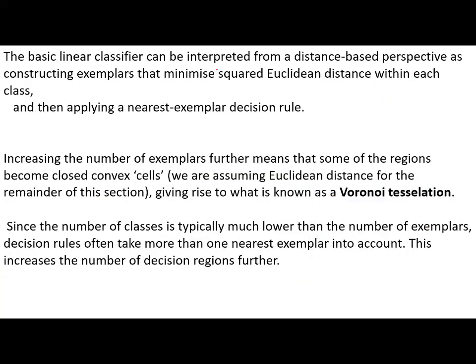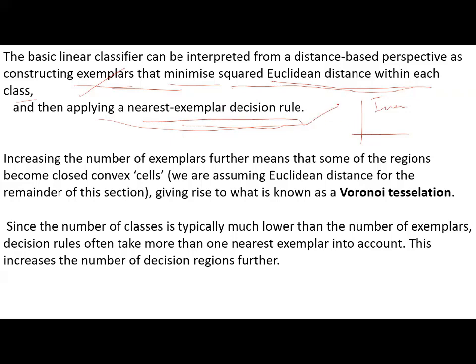The basic linear classifier can be interpreted from a distance-based perspective as constructing exemplars that minimize squared Euclidean distance within each class, and then applying the nearest exemplar decision rule for each training point. See, this is what it is, right?